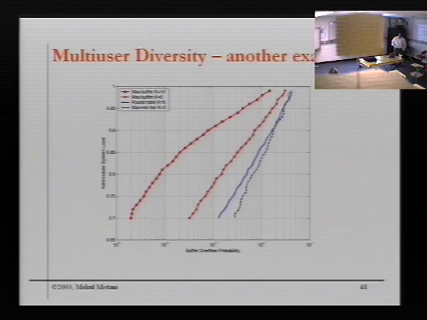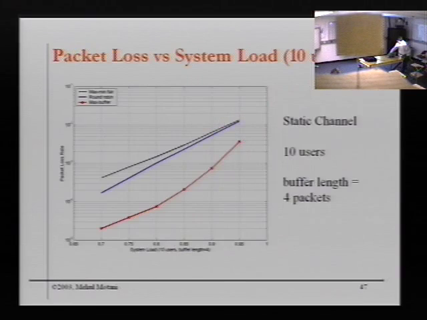I saw your packet length is 4 packets. The buffer length is 4 packets, yeah. What does that mean? It means that the users have a buffer of size 4. Because we're calculating packet loss rate, this is done by simulation. I think we're just assuming for the simulation Poisson arrival.